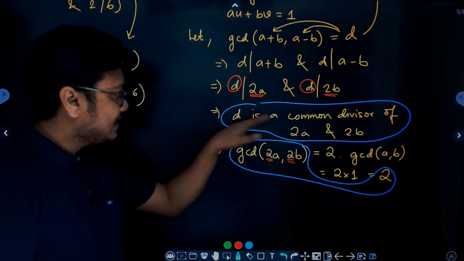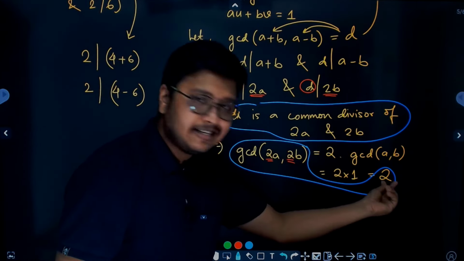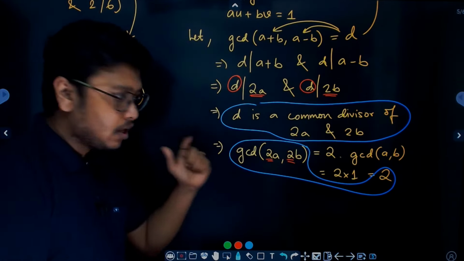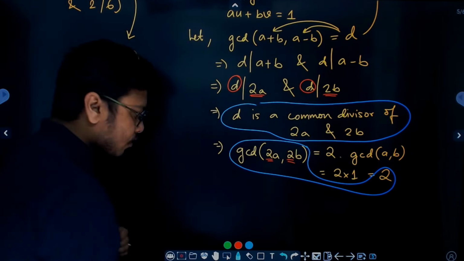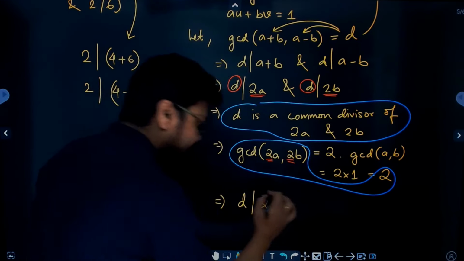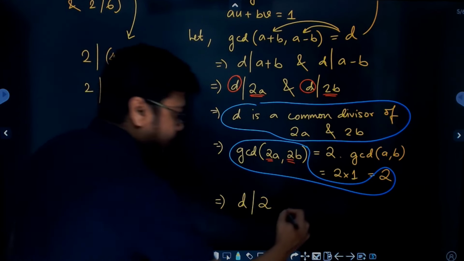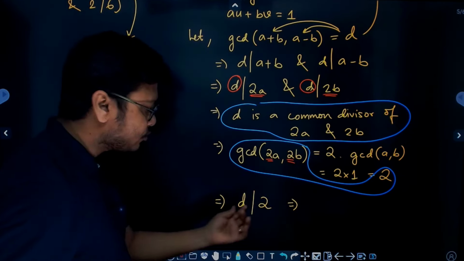So what I have is D is a common divisor of 2A and 2B, and the actual GCD is how much? The actual GCD is 2. So what we have from the definition is that D is the common divisor, it divides the actual GCD, and the actual GCD is 2. So this is coming directly from the definition of GCD. Okay, so I have D divides 2.